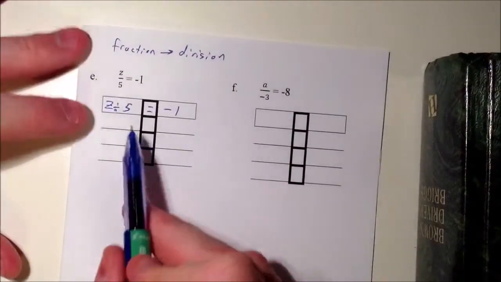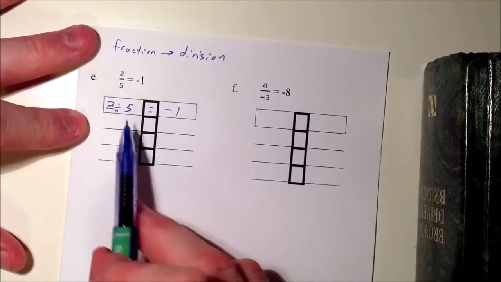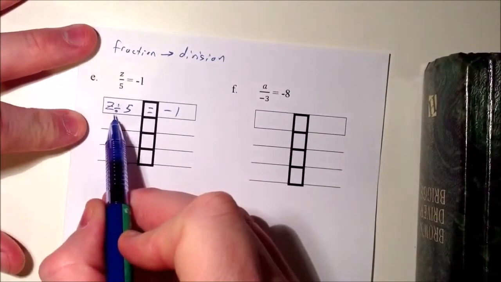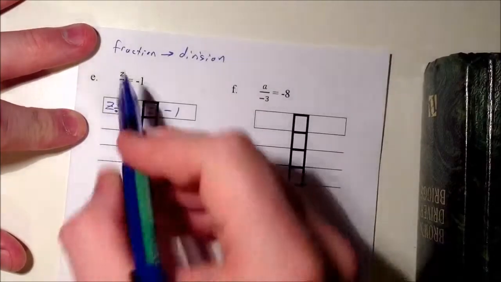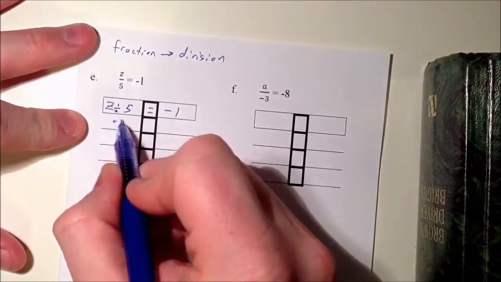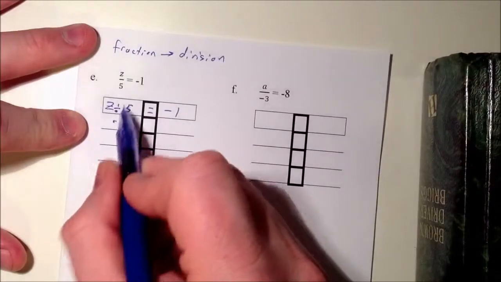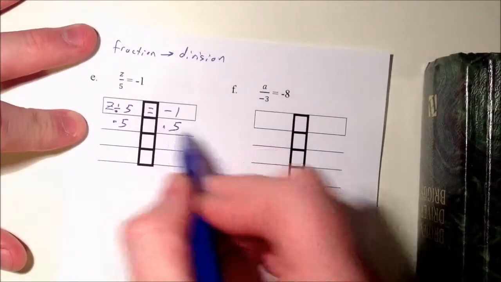Now here's the part that makes it easy. What's the inverse of division? Well, the inverse of division is multiply. So I'm going to multiply by 5. Numbers stay the same. I'm going to multiply by 5 over here.